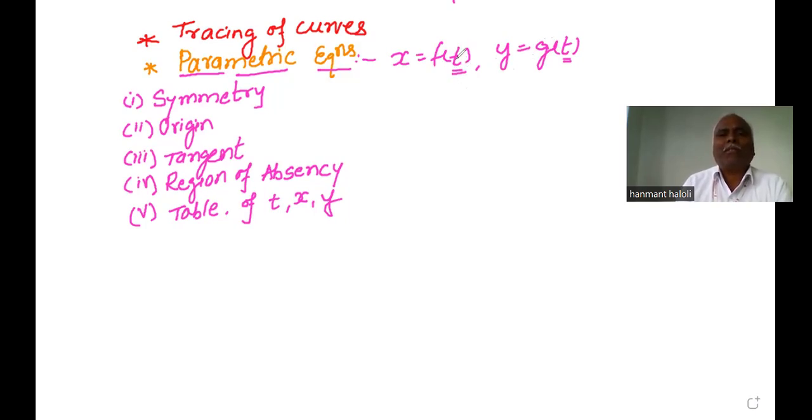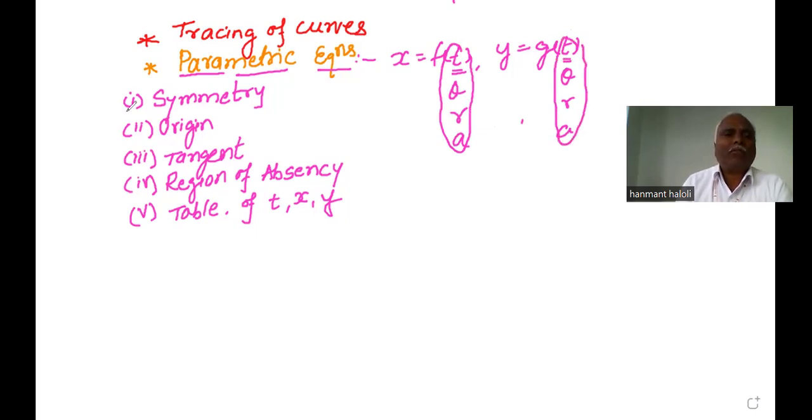In case of t, they may ask here theta or any other values as parameters. Sometimes they ask you a parameter. So depending on the given parameter, we have to construct the curve for the given equations.